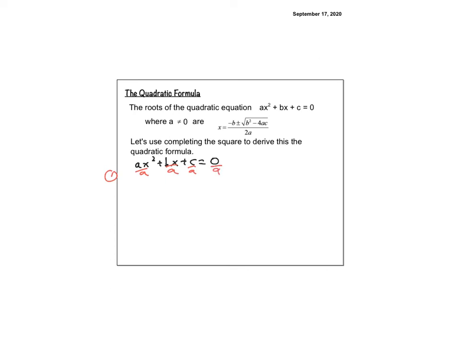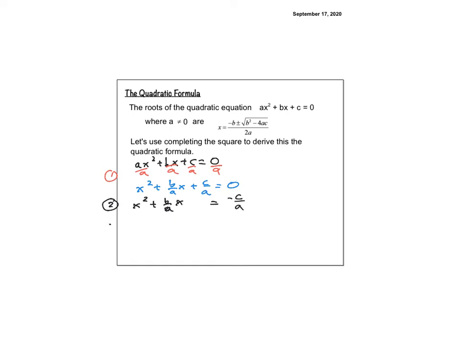Alright, so then we end up there with x squared plus b over a times x plus c over a equals 0. Alright, next step is that we're supposed to now move our c term, which is c over a, over on the other side. So I have to subtract c over a. So I end up getting x squared plus b over a times x equals negative c over a.